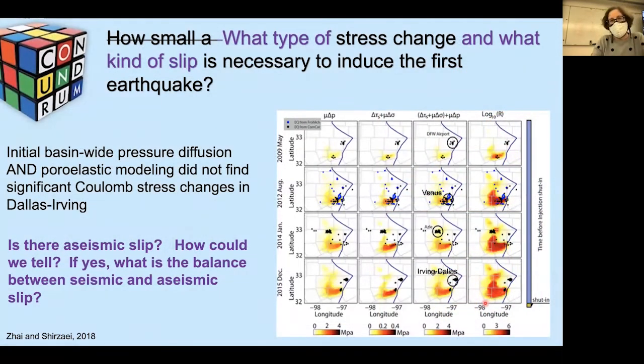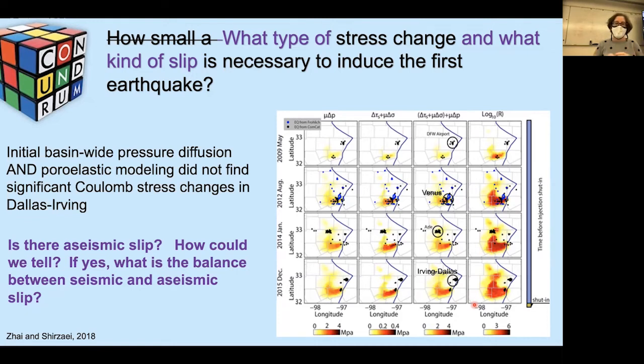So what's more interesting to me now is what type of stress change and what kind of slip is necessary to induce the first earthquake, because we've done the like nearest neighbor determination, for example. You know, once the sequence starts, there's a lot of earthquake triggering. So it's really a question of how did it start, right? Once it starts, it's kind of just going. But how did it start? Is there a seismic slip? This is a big question in induced earthquakes. If there is a seismic slip, how are you going to tell? And then what's the balance between seismic and aseismic slip? If there's in fact a seismic slip on these faults.